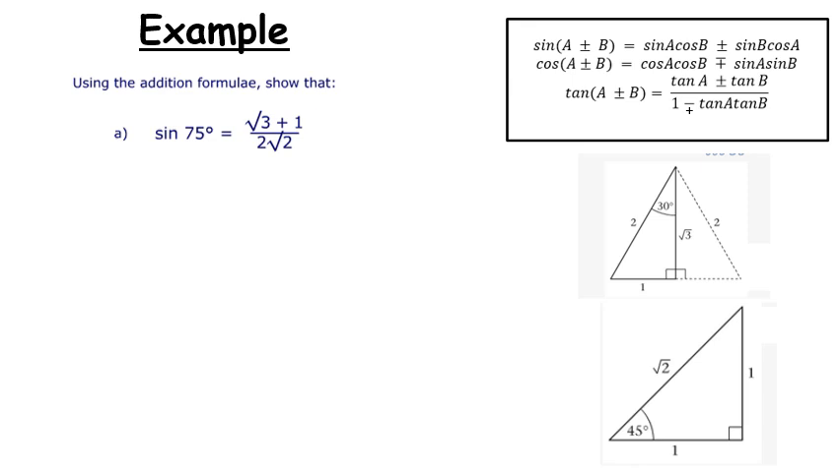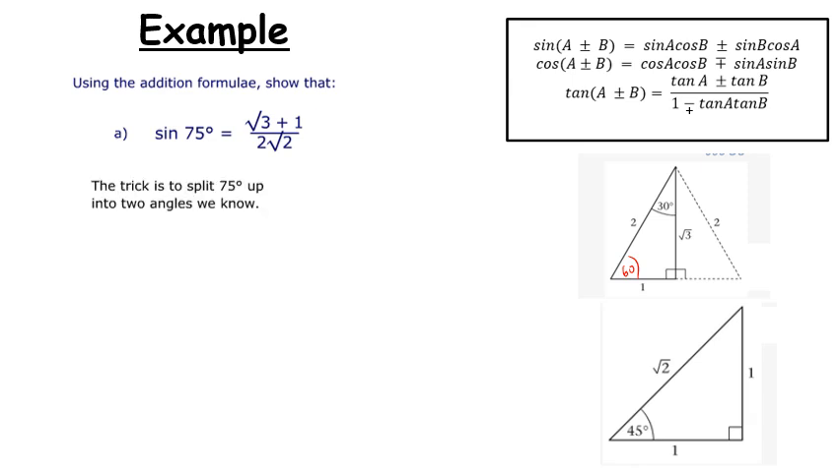So in this one it says, using the addition formulae, show that sine of 75 is equal to root 3 plus 1 over 2 root 2. Now I've put those two useful triangles on the side here. Remember, these are the ones with the 60s, the 30s and the 45s. So if we needed to work out sine of 60 or 30 or 45, we'd be able to do it easily using the triangles. But in this question, we haven't got 60, 30 or 45, we've got 75.